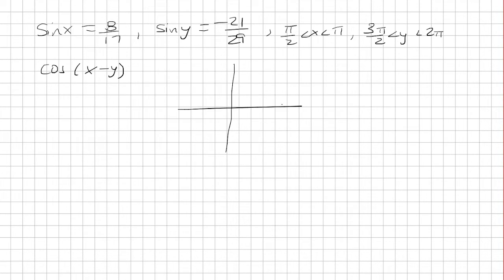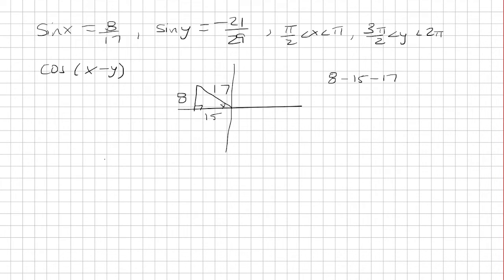So let's look at x first. x is in the second quadrant, since it's between pi over 2 and pi. And that's our angle x. Sine is opposite over hypotenuse, so that's 8 and 17. And this is a Pythagorean theorem problem. If you have this memorized, this should be 15. So it's an 8, 15, 17 right triangle.